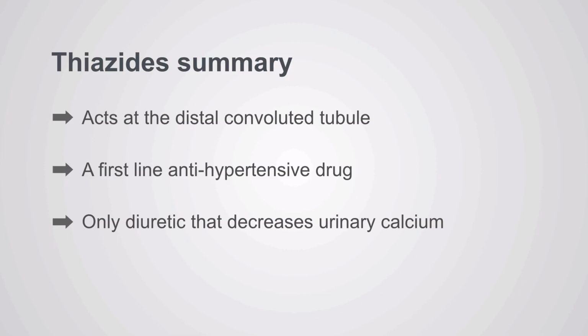Final summary on thiazides. Thiazides act at the distal convoluted tubule. They are a first-line antihypertensive drug, though there are regional differences, and it is the only diuretic that decreases urinary calcium.